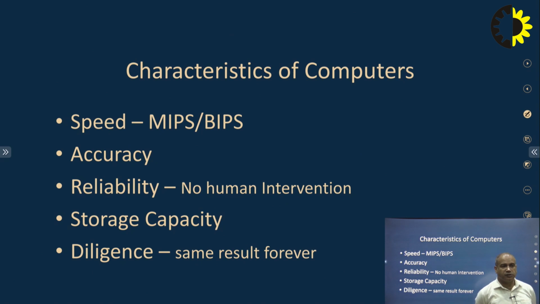The storage capacity of a computer is higher than that of a human being. If I talk about diligence, the same result will remain forever and there is no fatigue from doing the same work again and again. So those are the most important characteristics of a computer.